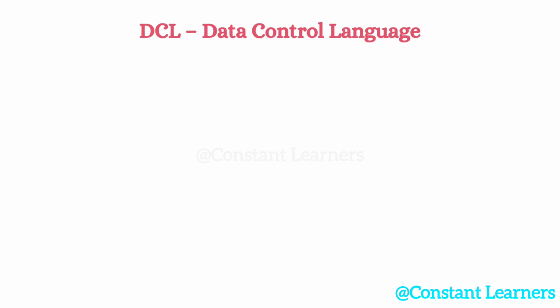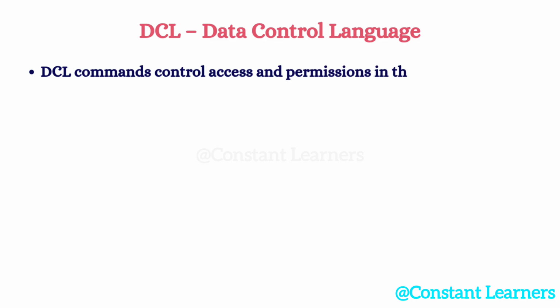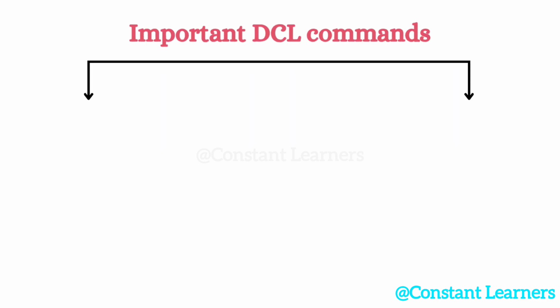Next, fourth is DCL, that is data control language. DCL commands control access and permissions in database. It is used for database security. Very important. Now, important DCL commands are, first one is grant. It gives permission to user. Grant select on student to user 1. So it gives permission to select to user 1. That means he can only read the data.